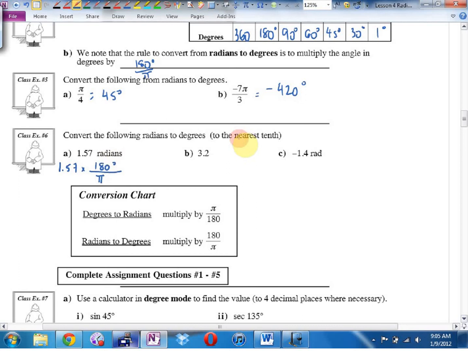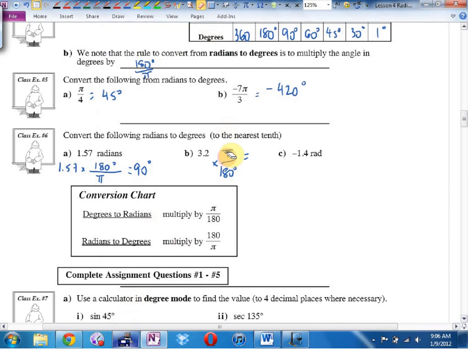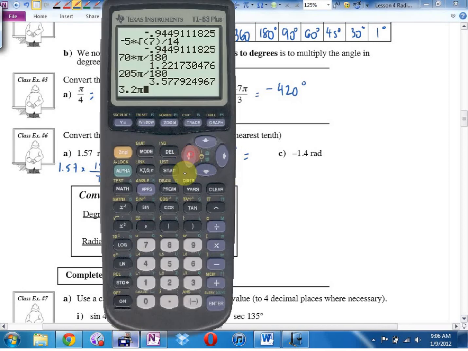3.2, if I want to change that. How do I know this one is in radians? It doesn't say radians. No degrees symbol. Hang on, Mr. Dueck. I wrote that one wrong. I went from radians to degrees. Let's try that again, Mr. Dueck. Times 180 degrees over pi. I want the degrees to be on top. 3.2 times 180 divided by pi. 3.2 radians is 183.3 degrees.